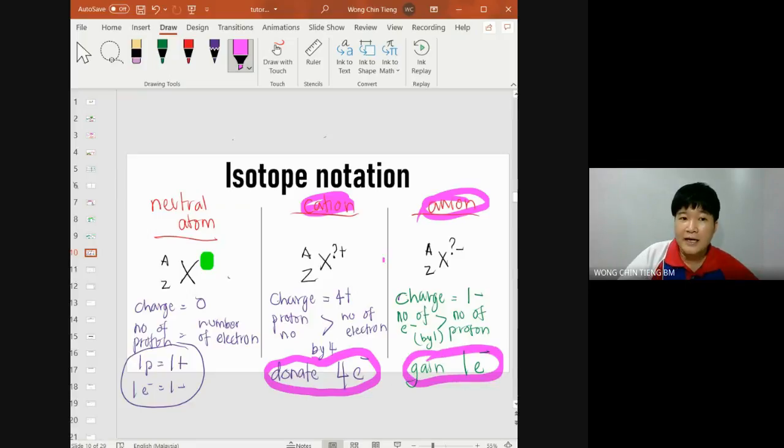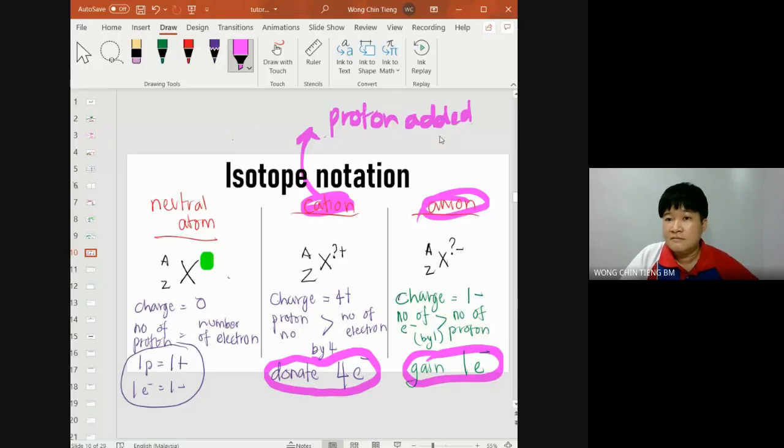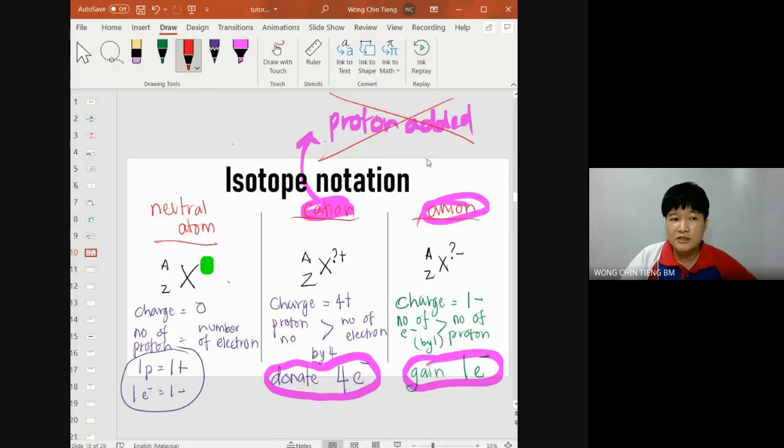Boleh tak kat cation teacher kata because proton is added? Can I? No. Tak boleh. Saya tak nak jumpa benda ni langsung. Alright, your proton cannot be added. The only thing that can change is electron.